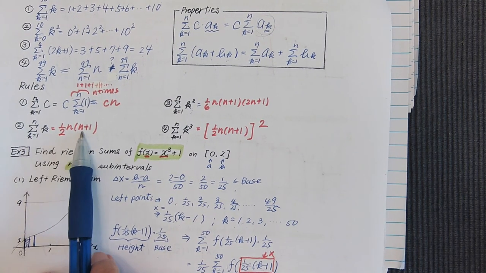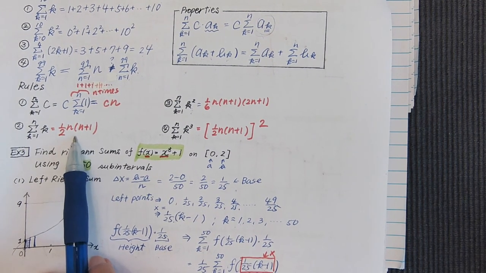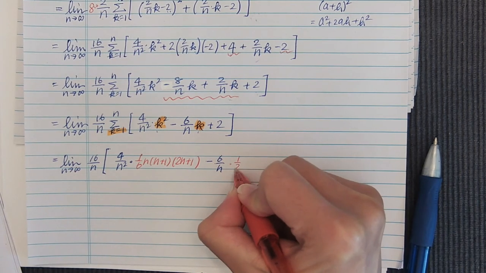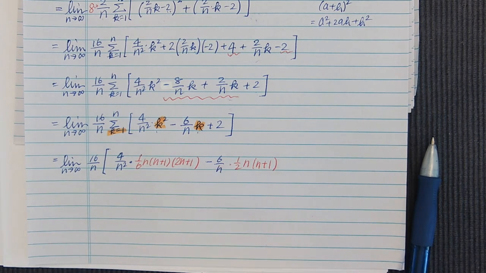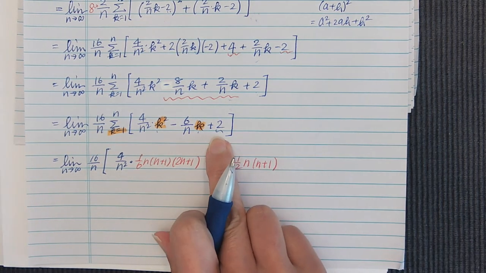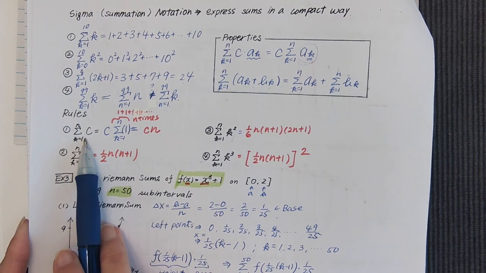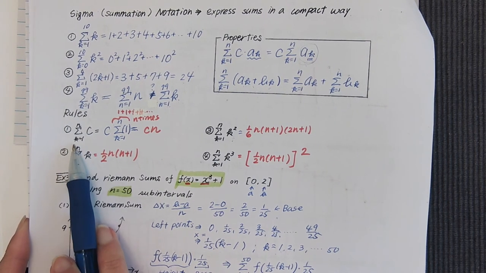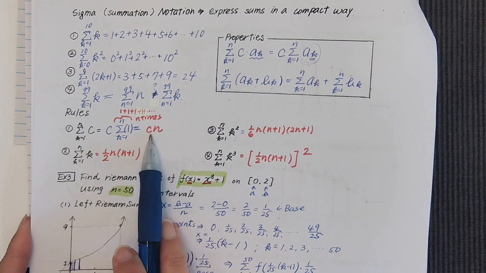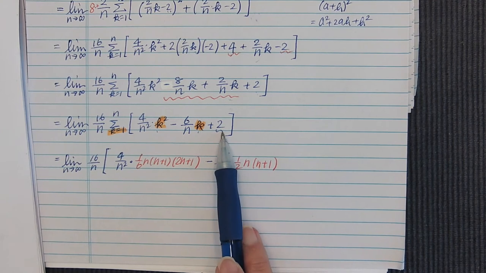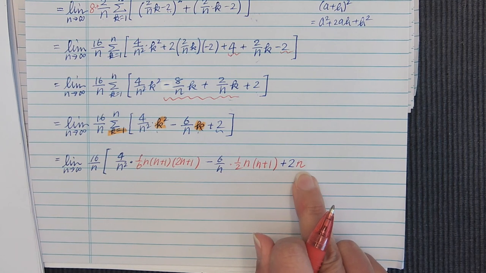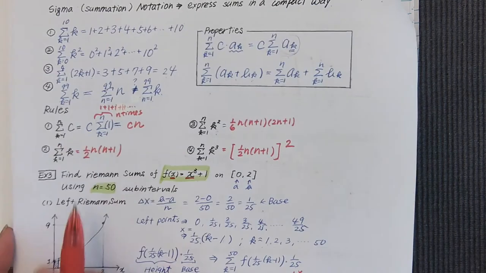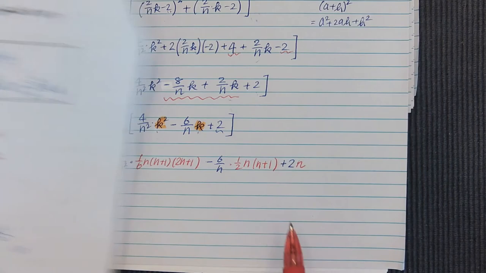1 over 2, n, n plus 1. So you can say 1 over 2, n, n plus 1. The last one, 2 though. Do you remember this guy? If we have a constant, what did I say? Just a constant, there's nothing to k, so it's constant times n. So here is a constant 2, so 2 times n, 2n. That's the formula, cn, so 2n.